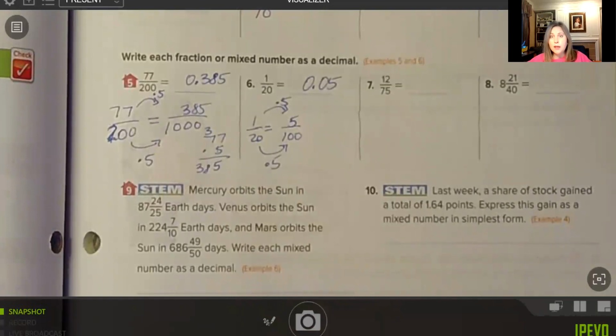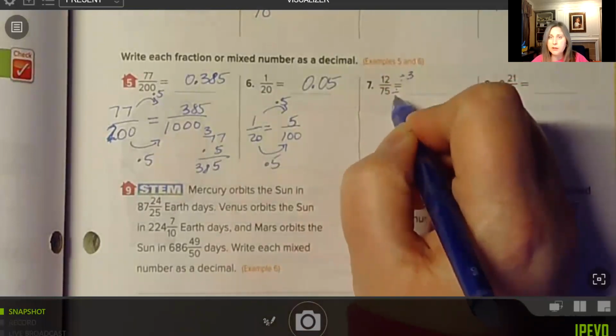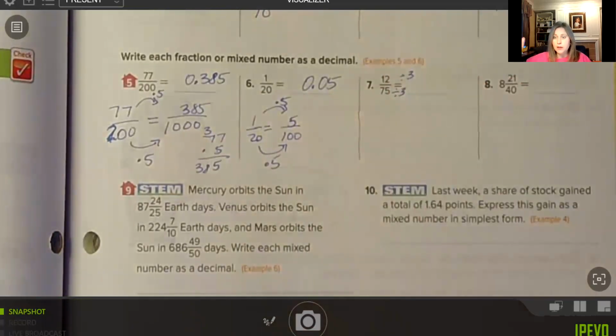So when I look at these, I notice they're both divisible by 3. 3 times 4 will give us 12. 3 times 25 will give us 75. So I'm going to divide these by 3 and see if I can use my scale down and then scale up strategy, which I think we'll be able to do for this problem. We're just checking at this point.